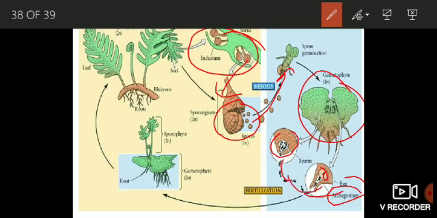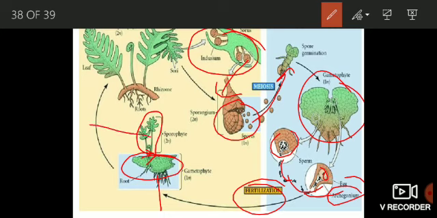Then fertilization takes place, and after fertilization zygote formation occurs, and the zygote forms the embryo first, and the embryo gives rise to the sporophyte. Here you can see the sporophyte attached to the gametophyte, and later the sporophyte becomes independent. The cells of the gametophyte die, and the sporophyte becomes independent, and later it gives rise back to the spores. It forms spores, and this completes the life cycle of pteridophytes.